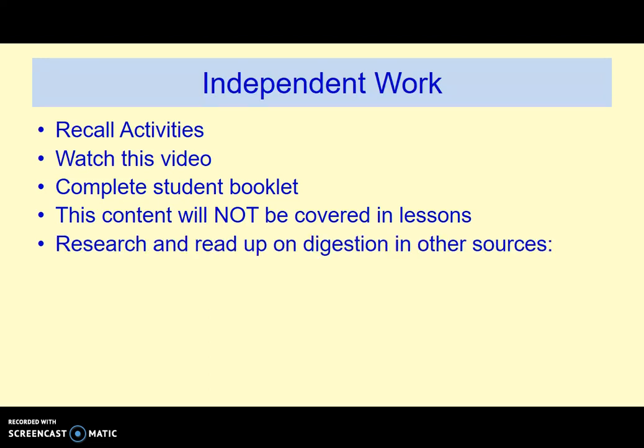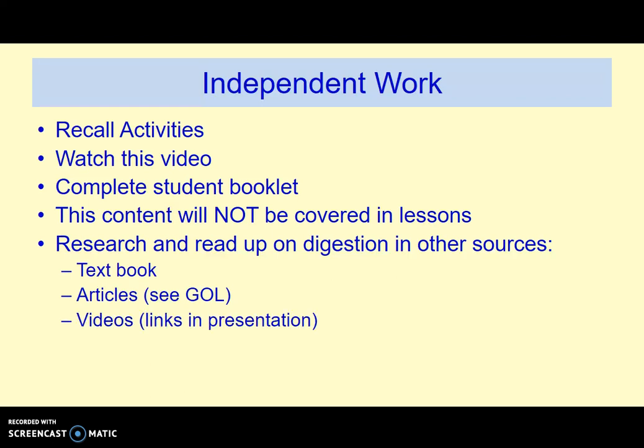Research and read up on digestion in other sources. Whenever you're doing independent work, you should go to at least 3 places to make sure that you've got a full understanding. And these will include the textbook, articles that are on Godalming Online in the extra resources folder, and video links which are at the bottom of the presentation. So ensure that you do this, either alongside the videos that you're watching or at the end, just to consolidate your knowledge. Then you will have to complete the exam questions.